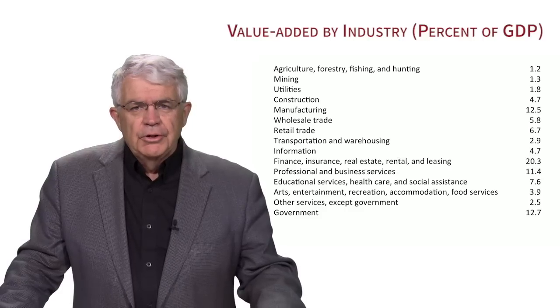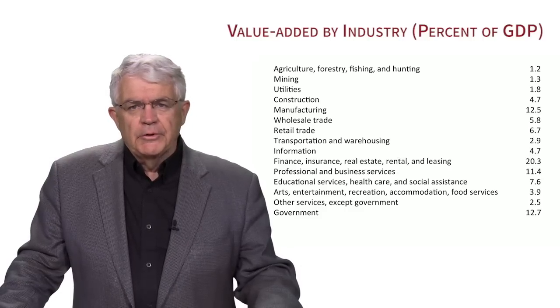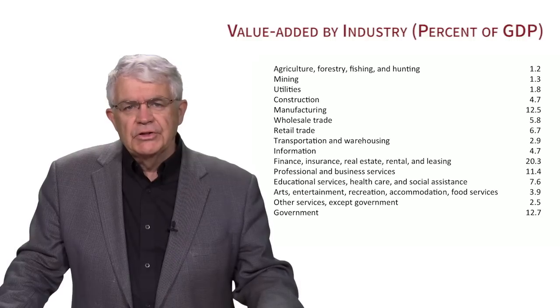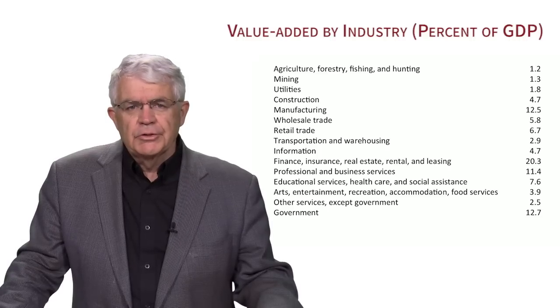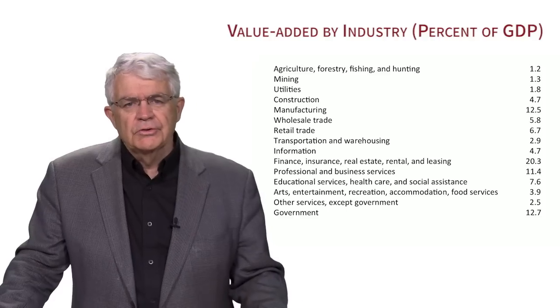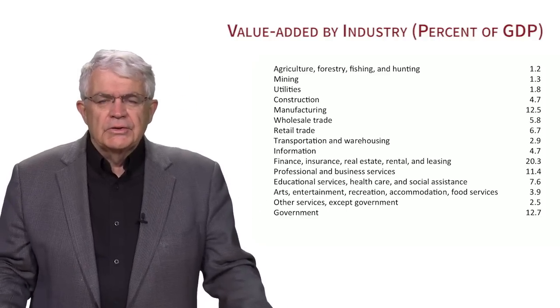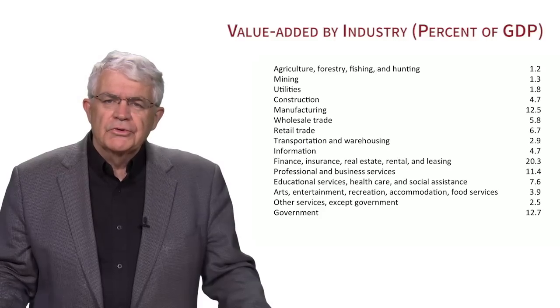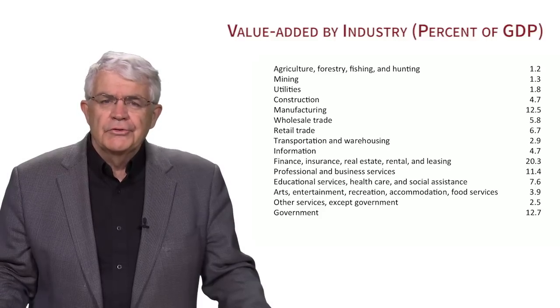For example, the manufacturing value added is 12.5% of GDP. That's a big chunk. Agriculture is quite low, 1.2%. Well, one of the biggest items in the table is finance, insurance, real estate, and leasing, and that's 20.3% of GDP. It's the biggest chunk of all. Second biggest chunk is government. That's the production of military services or education. And in each of these cases, if you add this together, you'll get the GDP. The sum of all those figures on the right is equal to 100. That is all of GDP.